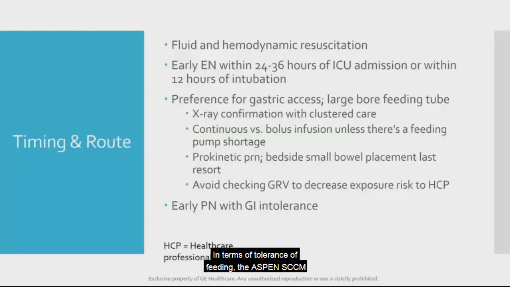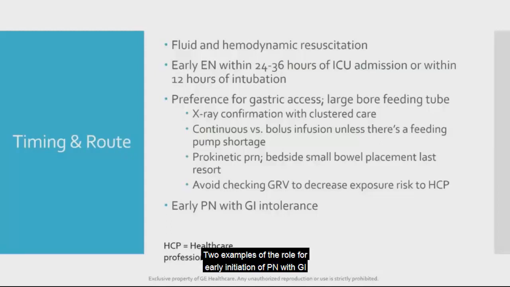In terms of tolerance of feeding, the ASPEN-SCCM recommendations are to avoid checking gastric residual volumes to decrease exposure of the healthcare professional to contamination. With signs of GI intolerance, early parenteral nutrition is certainly something to have a lower threshold of initiation.